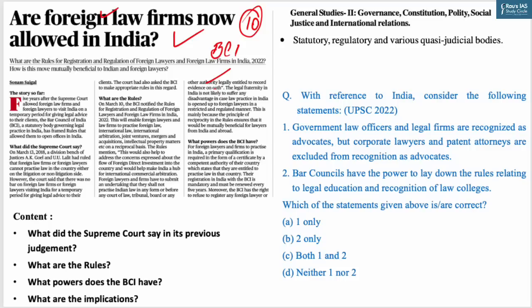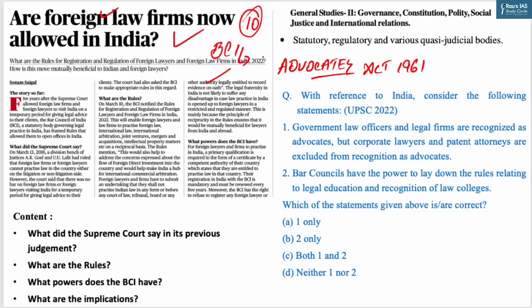Bar Council of India, that is BCI, a statutory body governing legal practice in India, has framed rules that allowed them to open offices in India. Why is this a statutory body? Because it was constituted under the Advocates Act 1961.